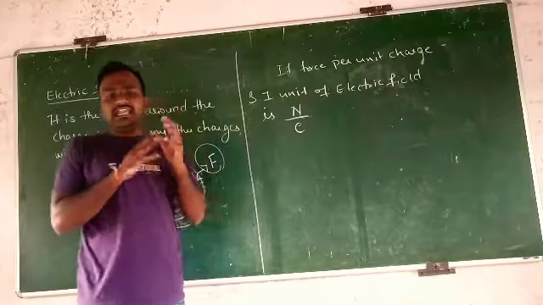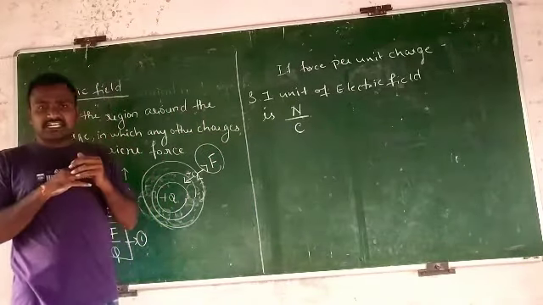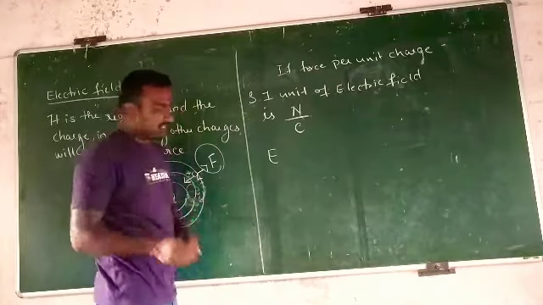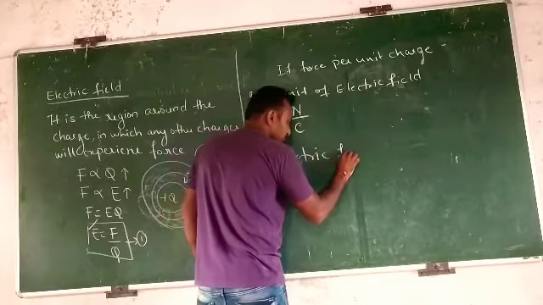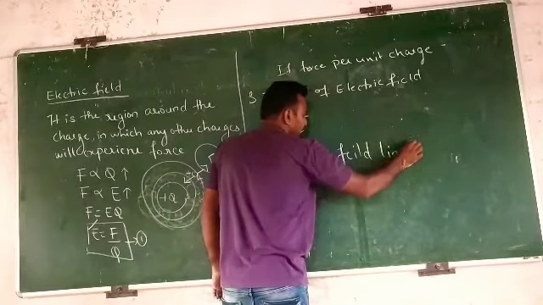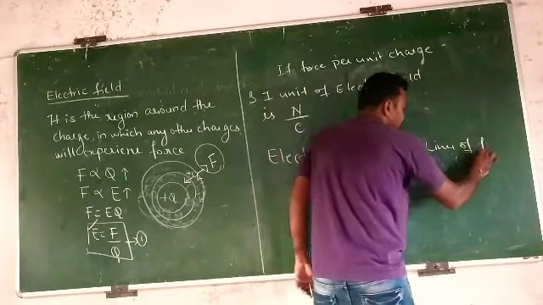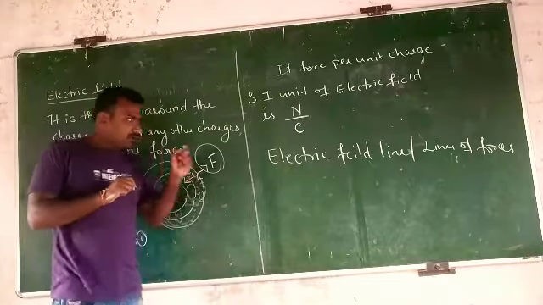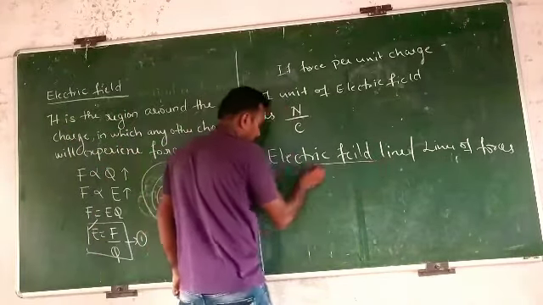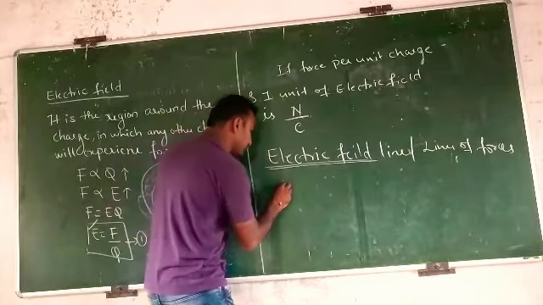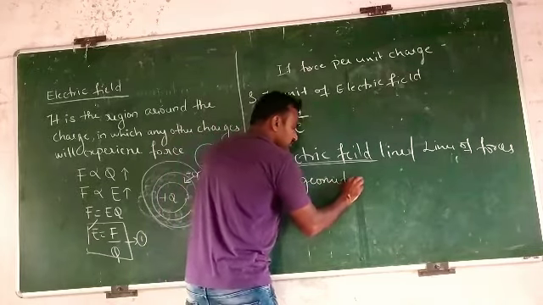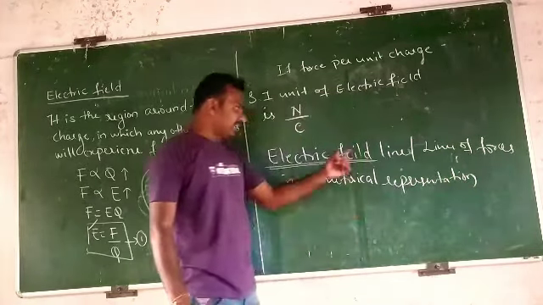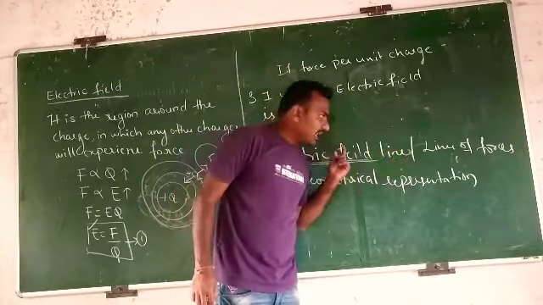While studying the electric field, we are going to represent it in a geometrical form, and that is called electric field lines or lines of forces. The geometrical representation of electric field is called electric field lines or lines of forces.